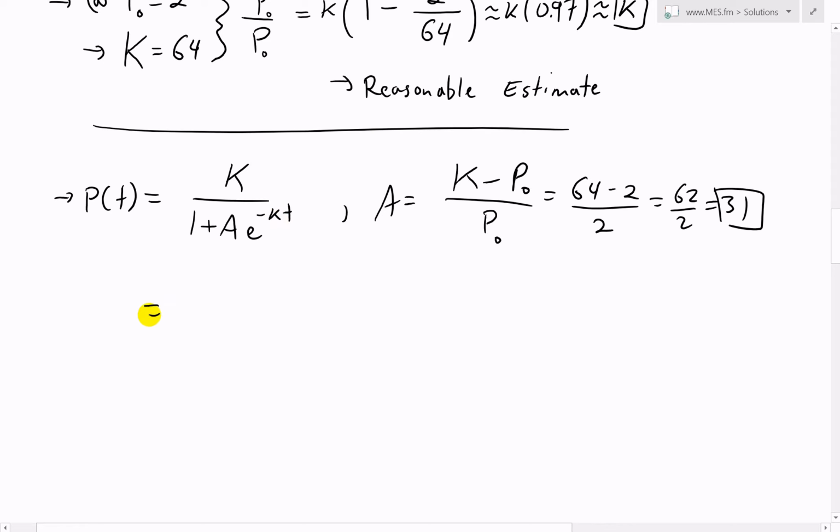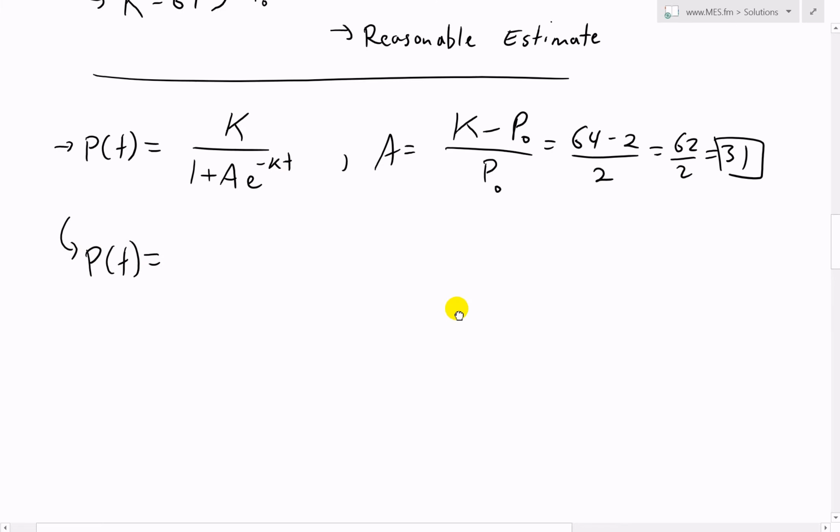So the formula is going to be equal to now: the logistic model is equal to 64 over 1 plus 31 e to the negative 0.7944 t.